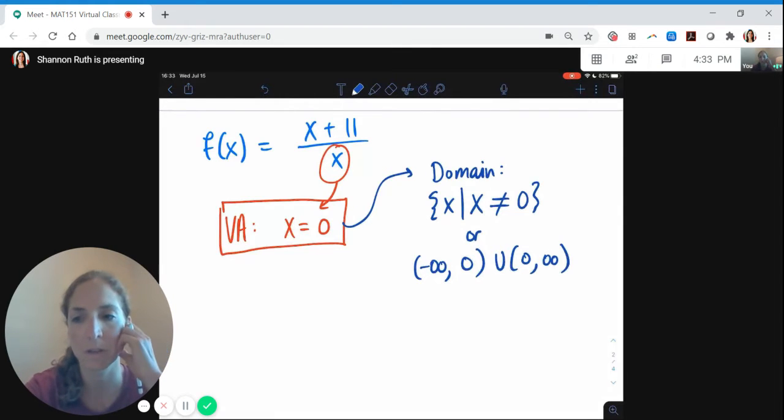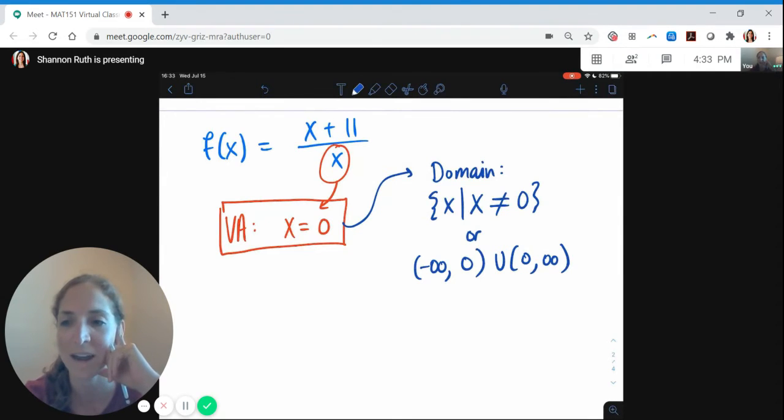So what's your preference, set builder or interval? Feel free to let me know. Normally there's kind of a split, so that's why I keep using both. But it's good to be comfortable with both.